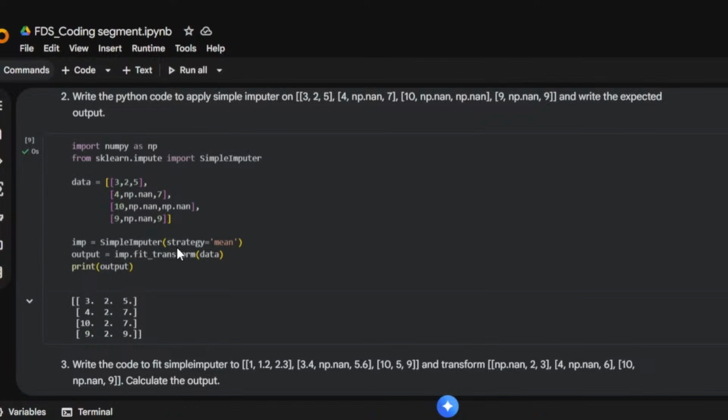It's not bad to write the output. You can create a better impression in the teacher's mind if you do that. Next question.